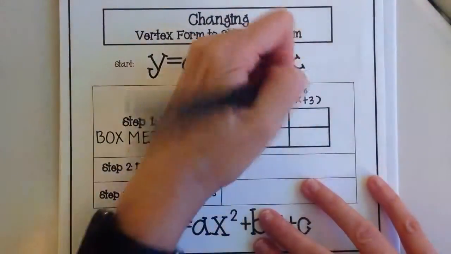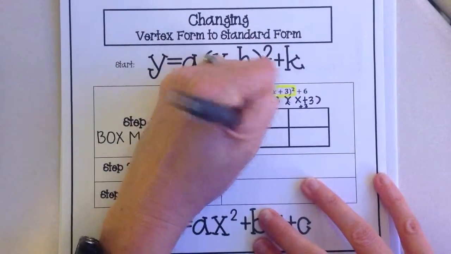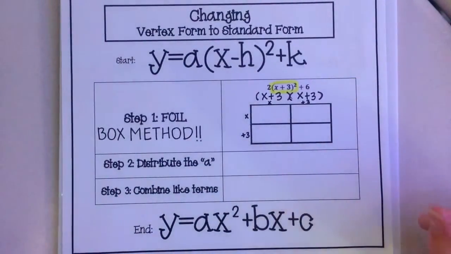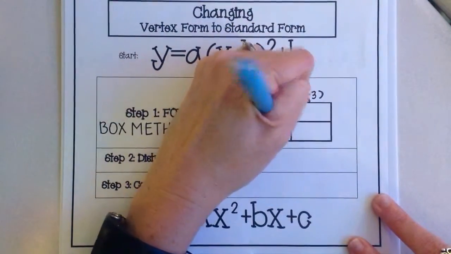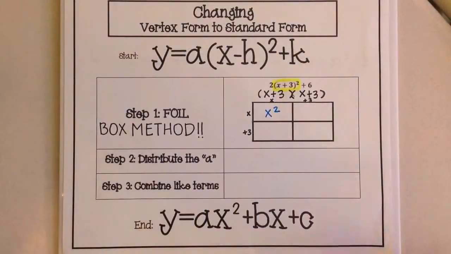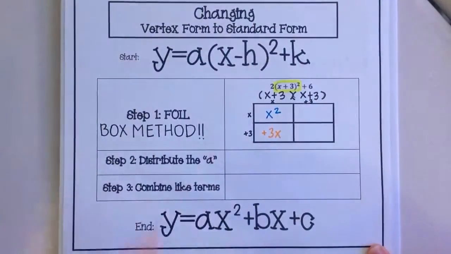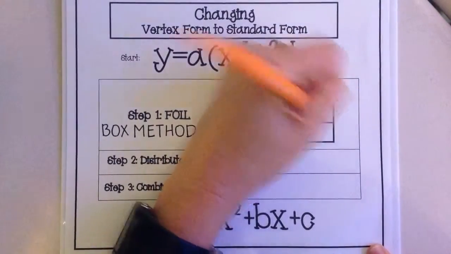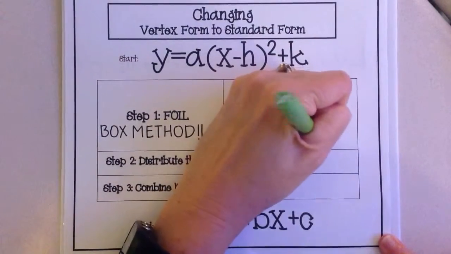So now I'm going to multiply x plus 3, I'm going to write it really small, times x plus 3. And then I'm going to use my multiplication skills to fill in that box. So I'm going to have x squared here. And when I multiply 3 times x, I'm going to get plus 3x. And when I multiply 3 times x, I'm going to get another plus 3x for this top right box. And now I'm going to multiply 3 times 3, and that's going to give me a positive 9.